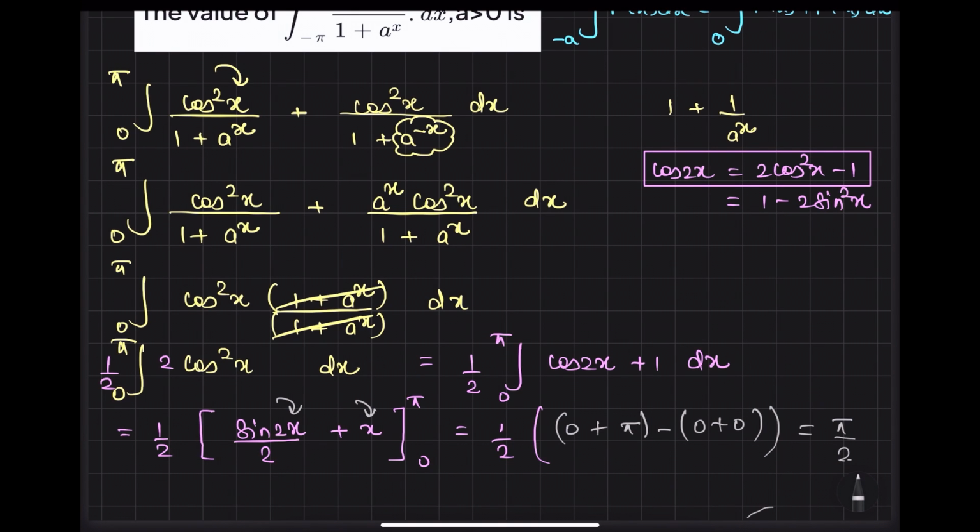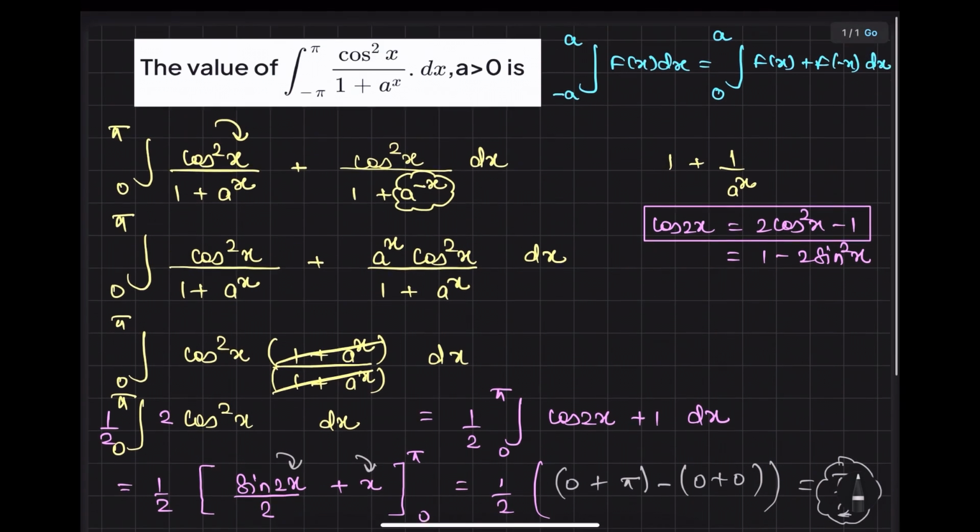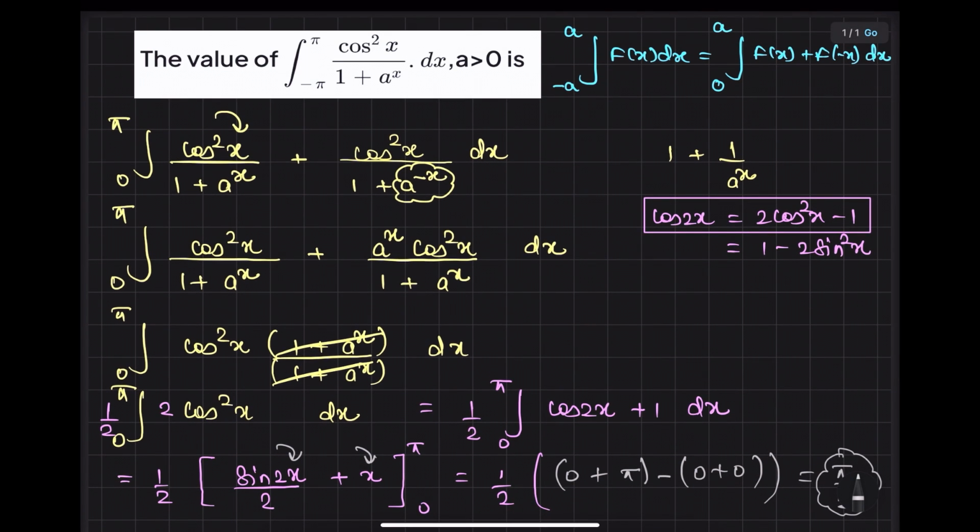So the required result becomes pi by 2. I hope the idea is clear, and I wish you guys can handle similar situations.